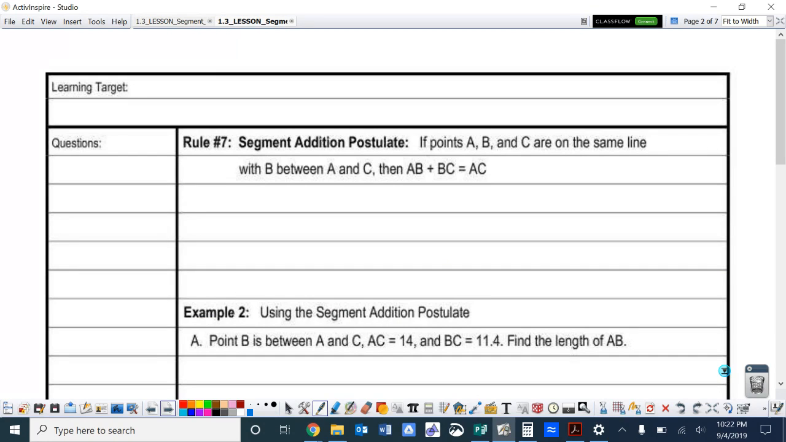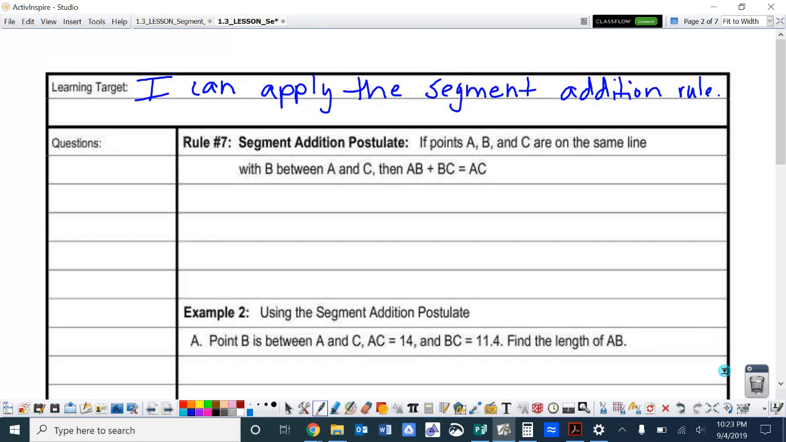Our learning target is I can apply the segment addition rule. And here's what we can do. Here's rule number 7. It's called the segment addition postulate. If points A, B, and C are on the same line with B between A and C, I'm going to draw that out. If I've got a line and B is somewhere in between, I don't know if it's in the middle or not. We cannot make that assumption.